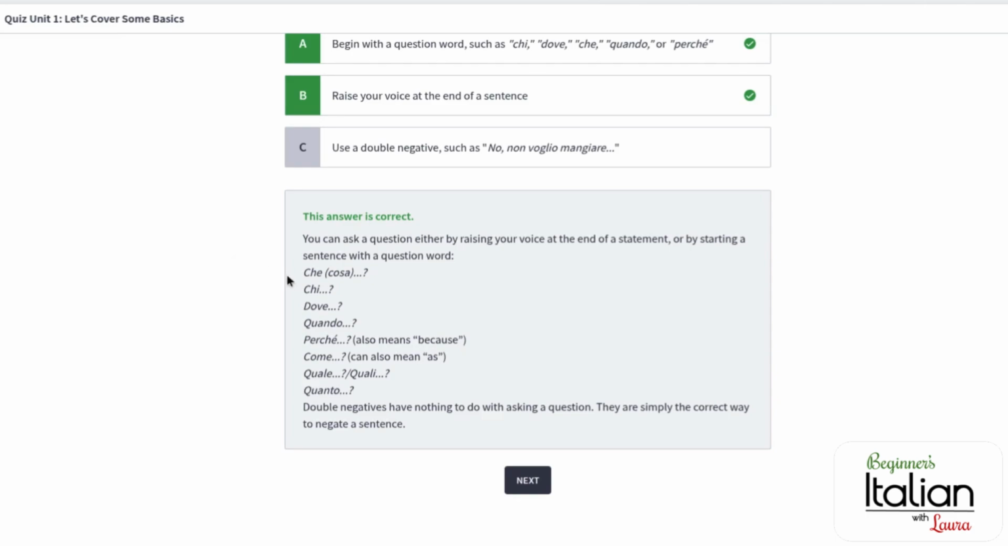Here's some examples. Che or che cosa, chi, dove, quando, perché, which also means because, come, can also mean as, quale or quali, quanto. And double negatives have nothing to do with asking a question. They are simply the correct way to negate a sentence.